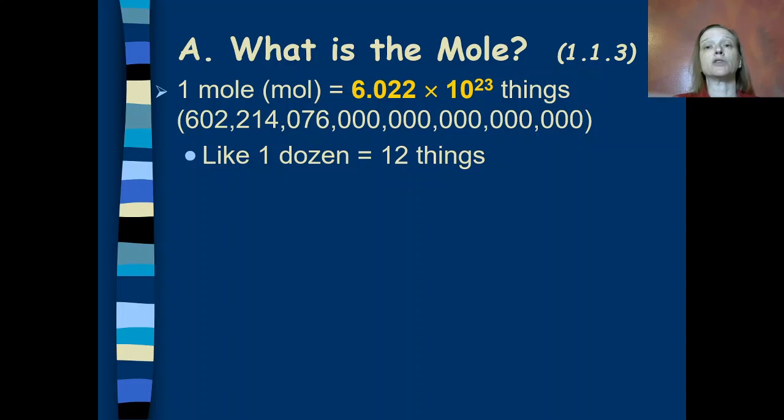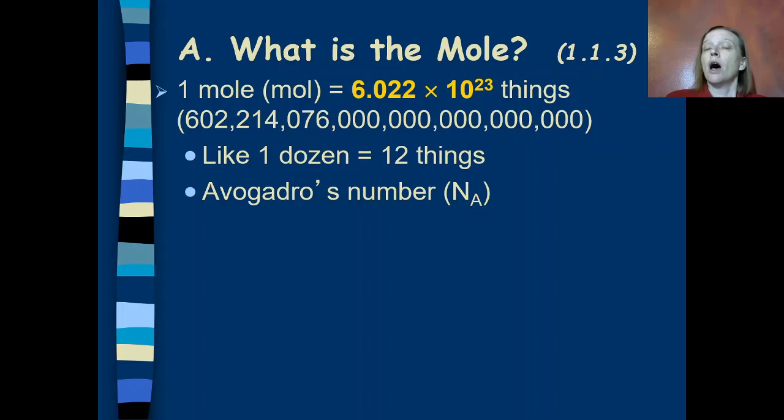1 dozen means 12 things. 1 mole means 6.022 times 10 to the 23rd things. So it doesn't matter what you're counting. You can have a dozen donuts, you can have a dozen bagels, you can have a dozen eggs, you can have a dozen cookies, you can have a dozen elephants. It doesn't matter. It's the same thing with moles.